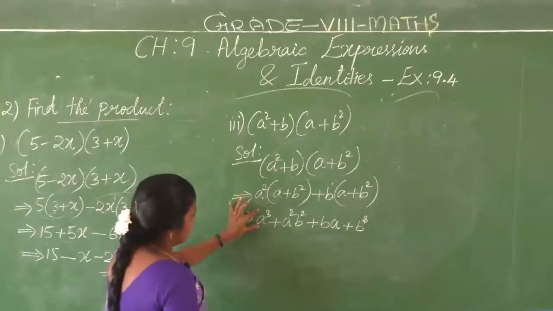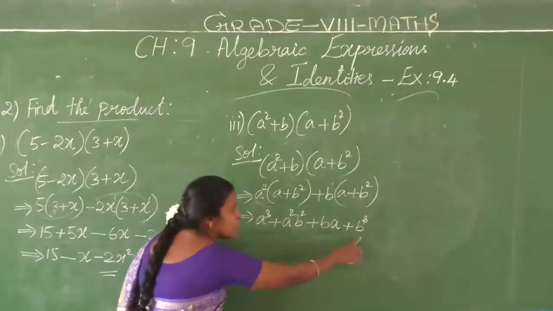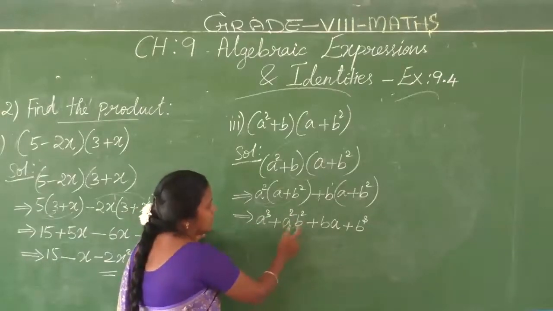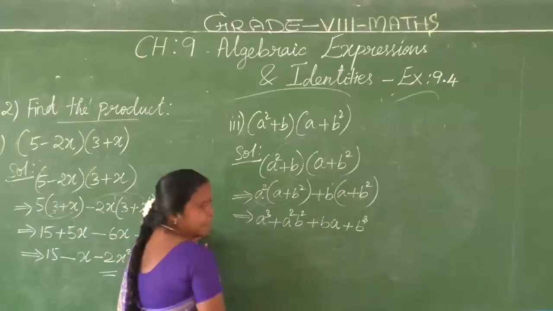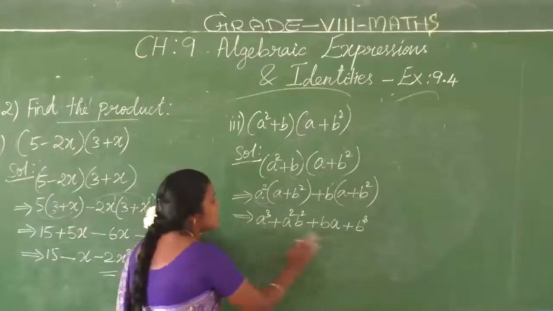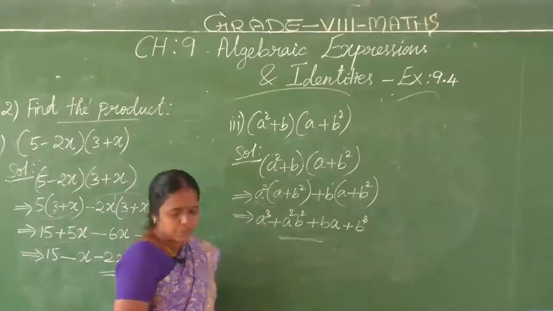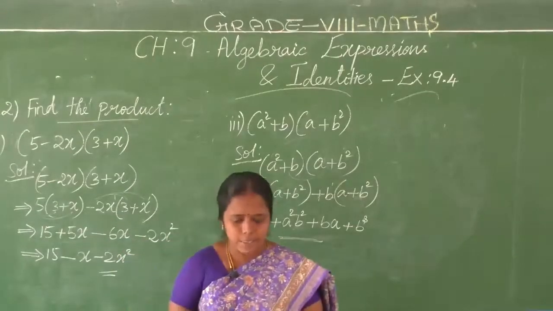See, for a cube there is no pair, b cube also there is no pair. If you consider here, this is a square b square, here ab, and nothing but ba. So all are unlike terms, just keep them simply. This is the final answer for this question. Okay? Like this, another 2 questions are there, you try.